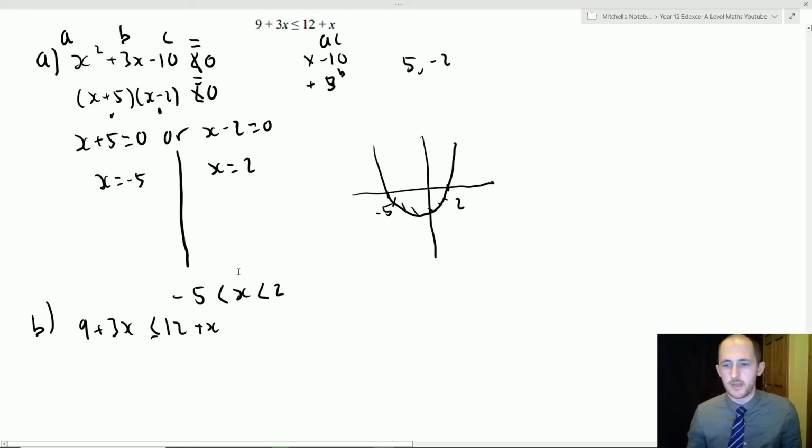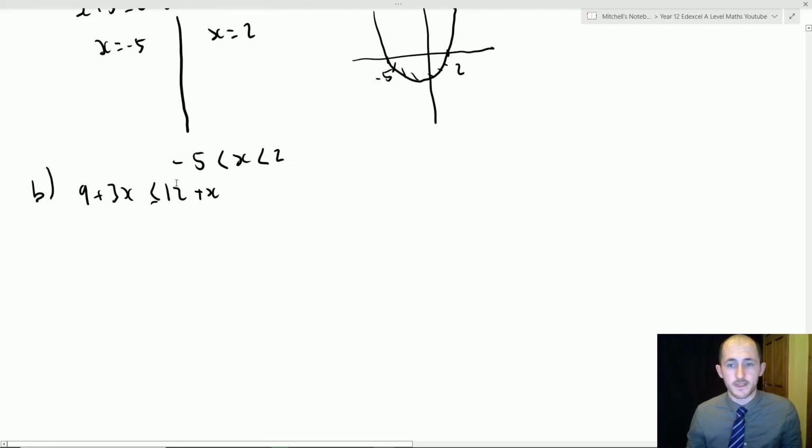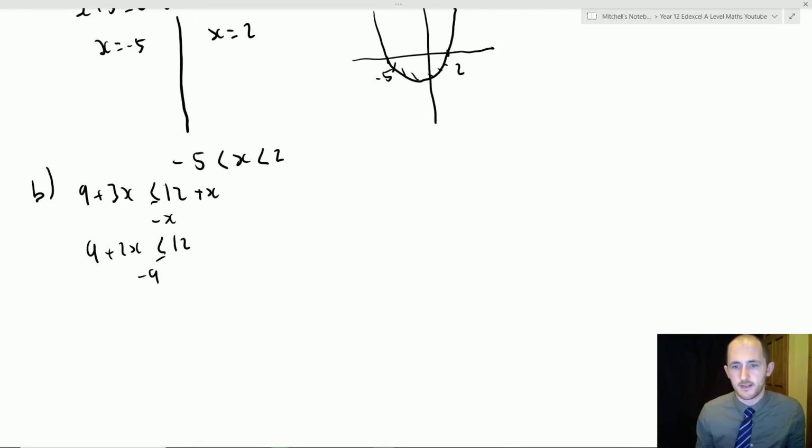Okay, so we need to find, first of all, we need to find out what this inequality actually means. So I want the x's on one side, so since this one has more x, I'm going to subtract x. So we have 9 plus 2x less than or equal to 12. Move the 9 to the other side, so we get 2x less than or equal to 3. Divide by 2, x is less than or equal to 1.5.